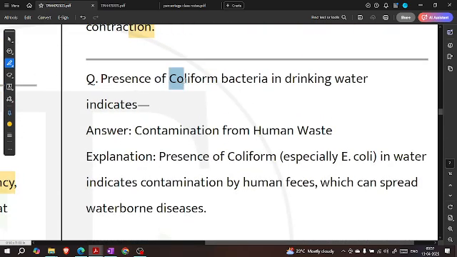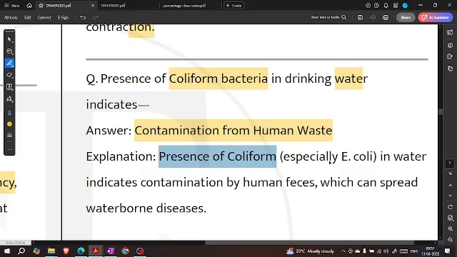Presence of coliform bacteria in drinking water indicates contamination from human waste. Presence of coliform, especially E. coli, in water indicates contamination by human feces, which can spread waterborne disease.